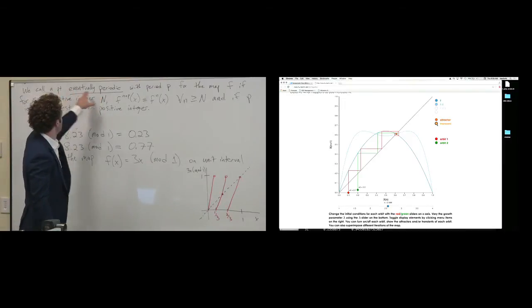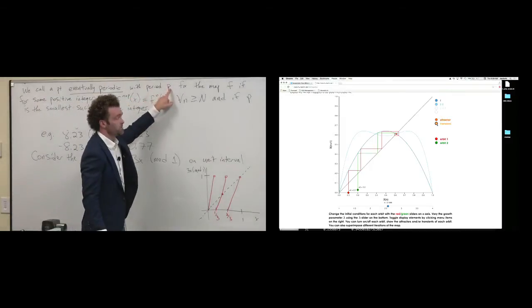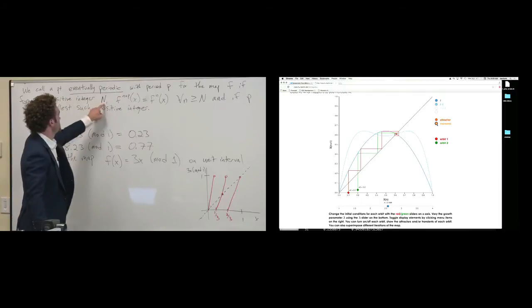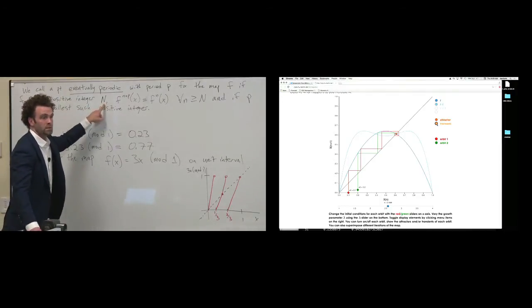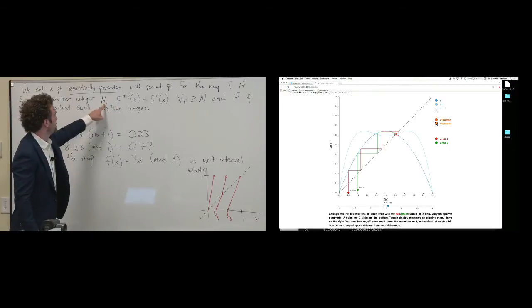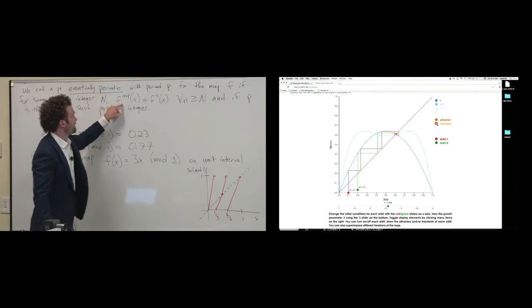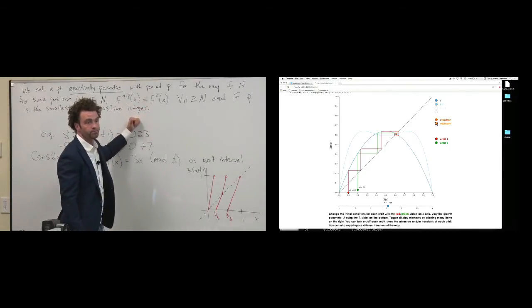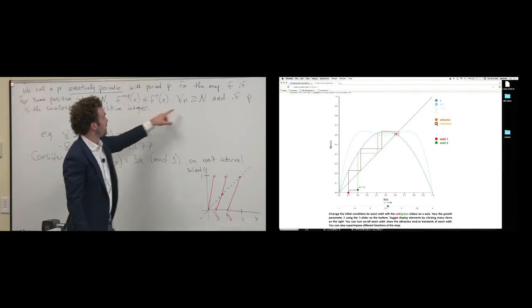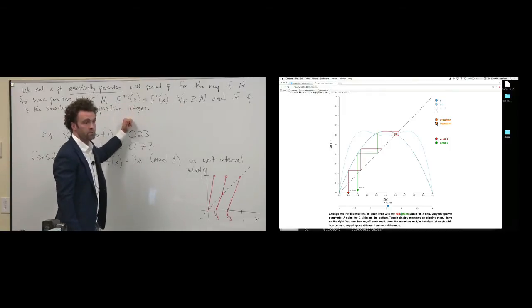So 1 is eventually periodic with period 1. P would be 1 there. For the map F, if for some positive integer n, which I think would be 2, if we started at 1, then as long as we iterate once, we're far enough along. F2 is F1, and that's true. There's no smaller p for which that's true. And that's true for all of the n bigger. So F3 is equal to F2, F4 is equal to F3, and so on, because 0 doesn't go anywhere.